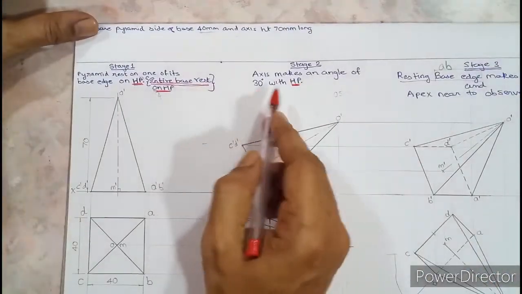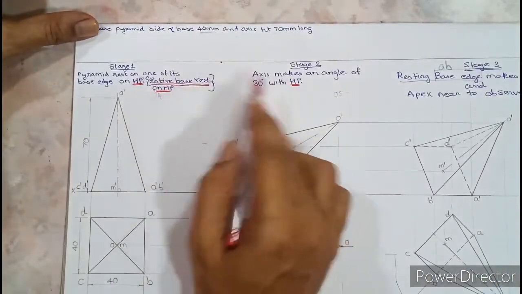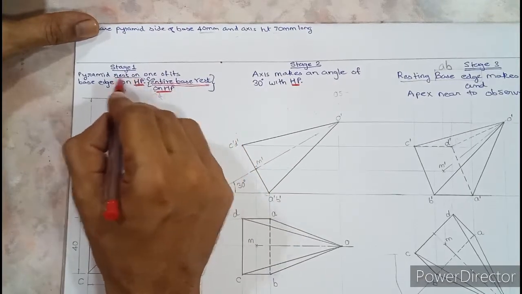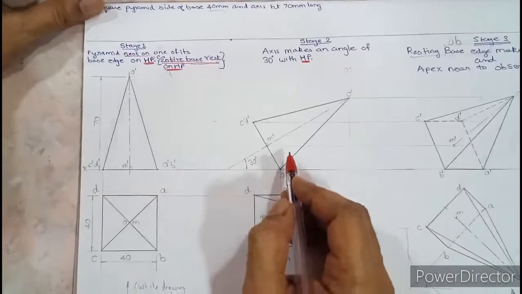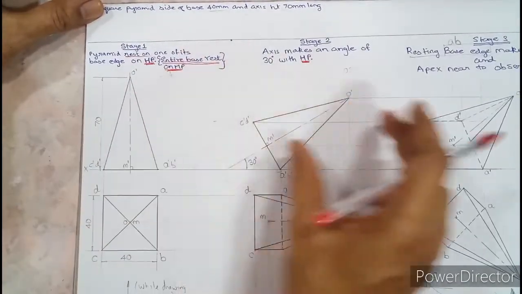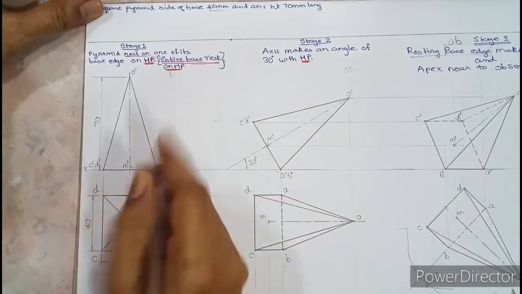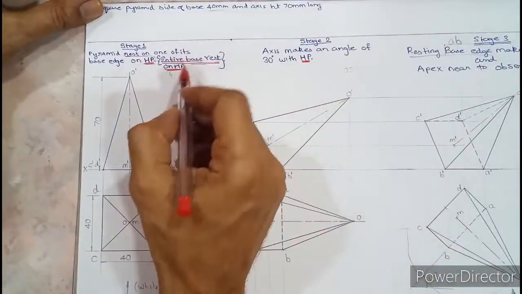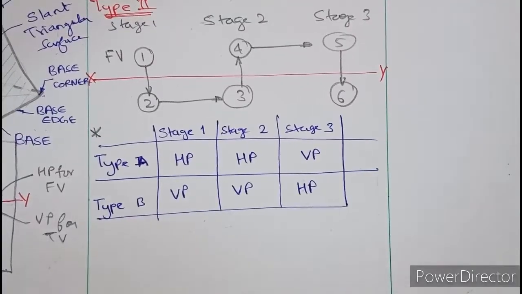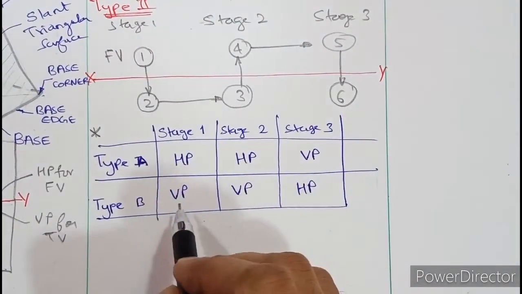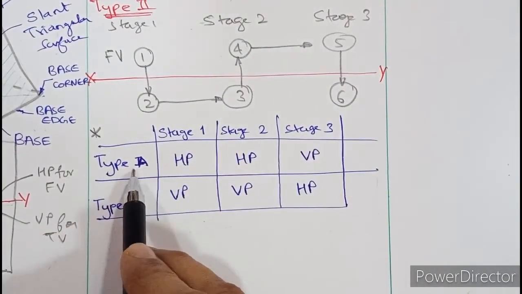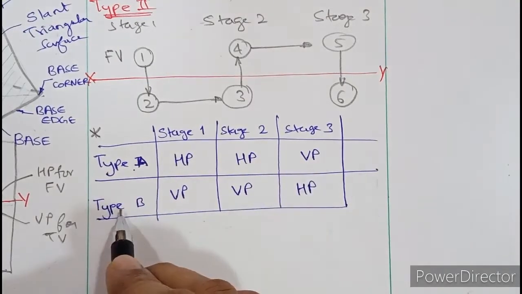So you have to understand that out of 2 HP, which condition will come first. Whenever you find this kind of word, rest, resting is always the first stage, because always the pyramid rests first and then we make it tilt and work. So always rest is required first and then you need to work. So the first stage is always the resting stage. This is the point you have to remember. So this note can be taken on the first page. Stage 1, stage 2, stage 3. Type A question is HP HP VP and type B is VP VP HP.